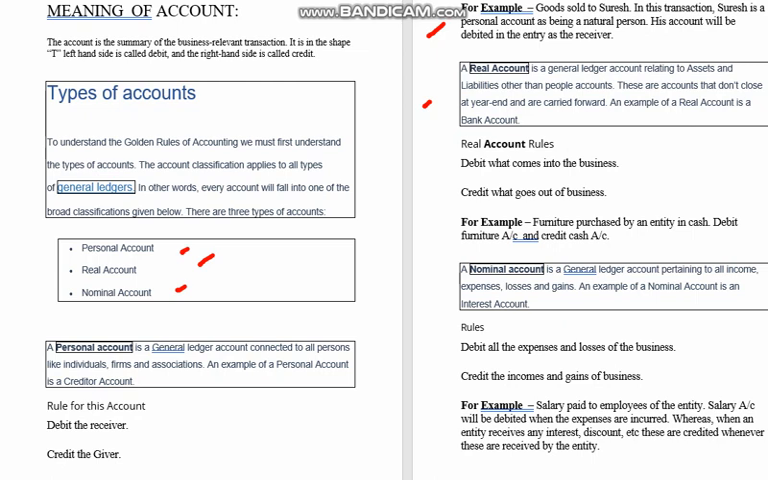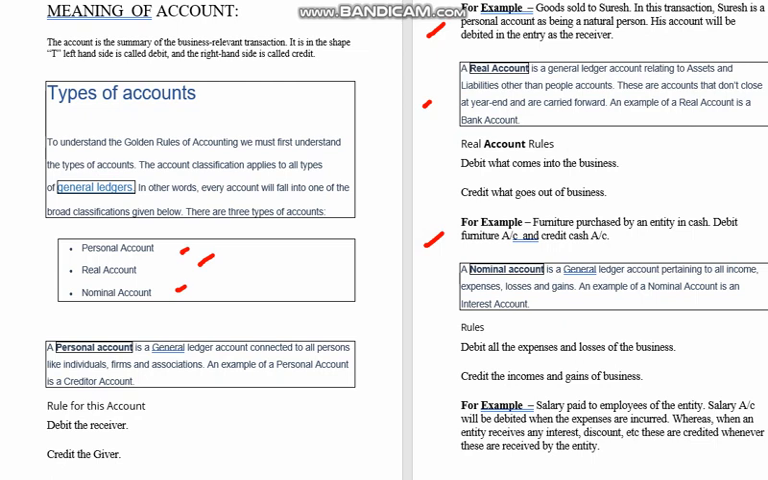You can see the example here. Furniture purchased by an entity in cash. Here furniture is coming in, so we have to debit. Cash is going out, we have to credit it. This is the second account.